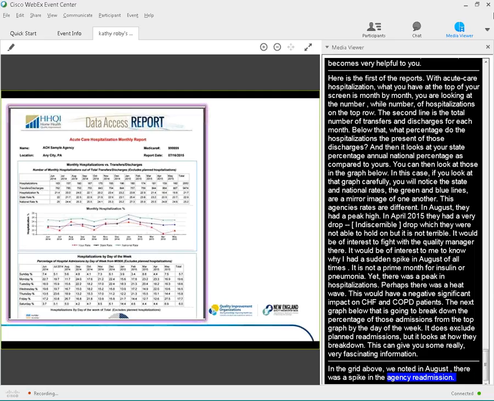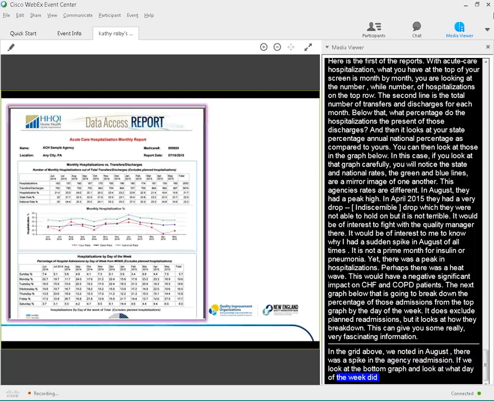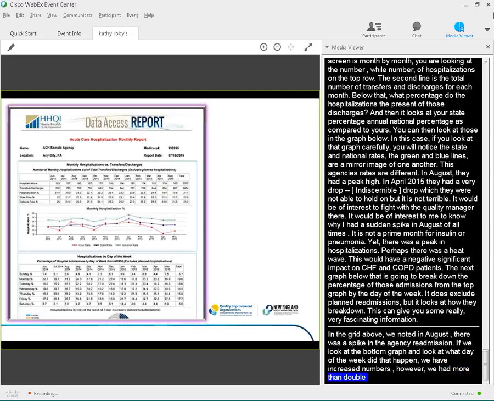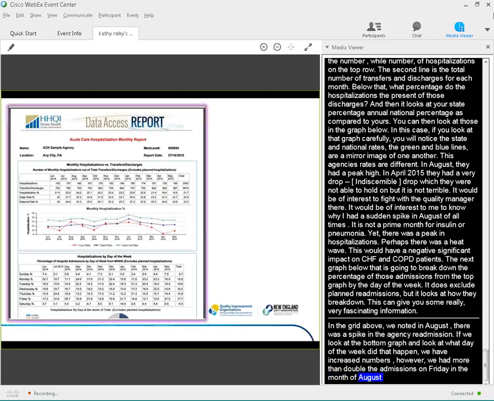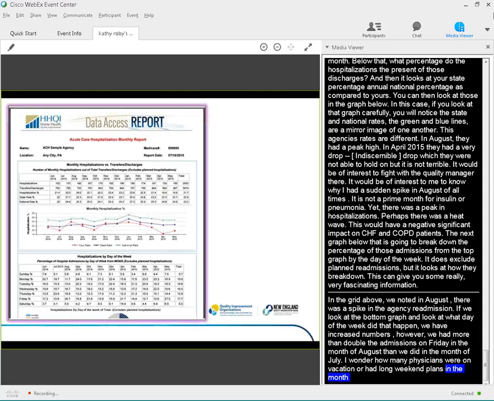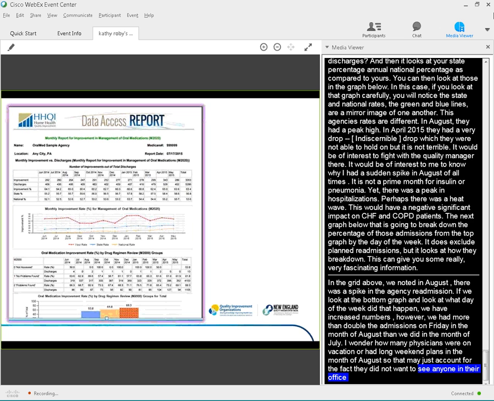increased numbers. However, we had more than double the admissions on Friday in the month of August than we did in the month of July. I wonder how many physicians were on vacation or had long weekend plans in the month of August, so that might just account for the fact that they didn't want to see anyone in their office, and they simply responded to calls with issues by instructing the patient to go immediately to the emergency room. That would certainly give you that spike.